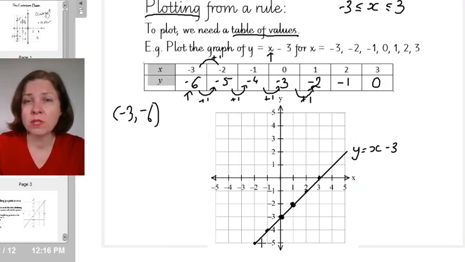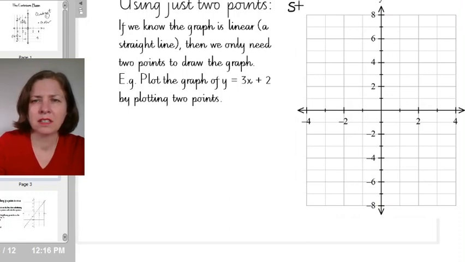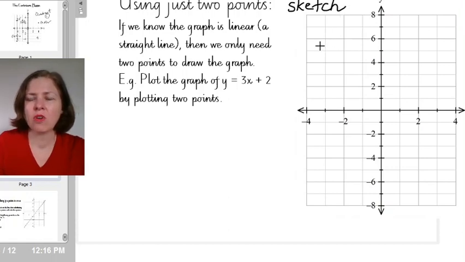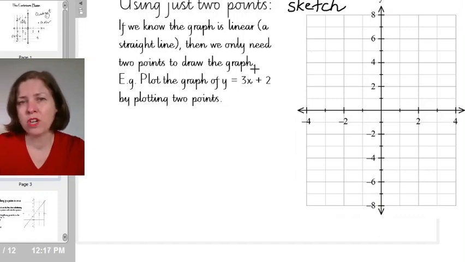So what we can do is draw a line. This is called sketching, not plotting. I haven't written this here, but I'll just jot it down up here, the word sketch. If you're asked to sketch, then we just want the line and we don't need a table of values. So 2 points is enough because it's a straight line. We know it's a straight line because of this equation, y equals 3x plus 2. We're going to explore more about how we know this is linear later in the course.